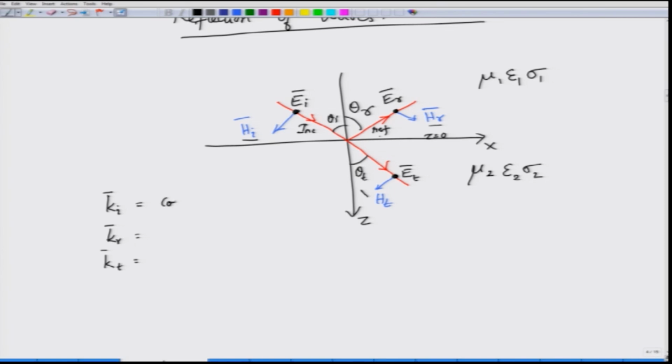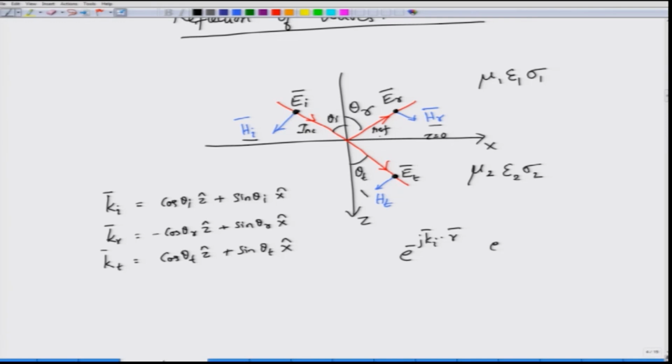This is given by cos theta_i z hat plus sin theta_i x hat, whereas for the reflected wave, because it has to propagate along the minus z direction, this will be minus cos theta_r z hat plus sin theta_r x hat. For transmission it is cos theta_t z hat plus sin theta_t x hat. It is these e to the power minus j k_i dot r, e to the power minus j k_r dot r, e to the power minus j k_t dot r which describe the phase components for the incident, reflected and transmitted waves.